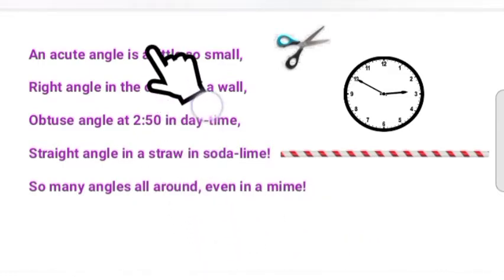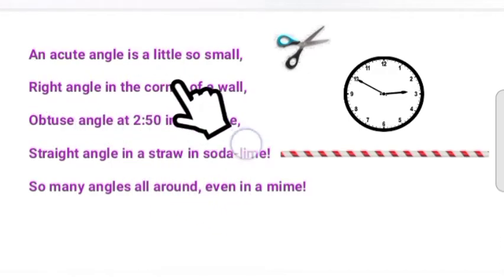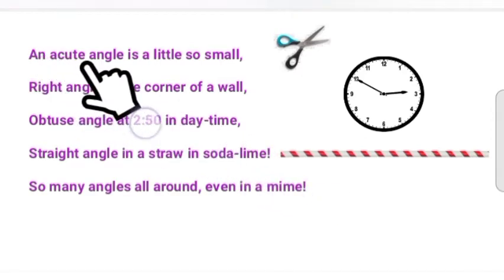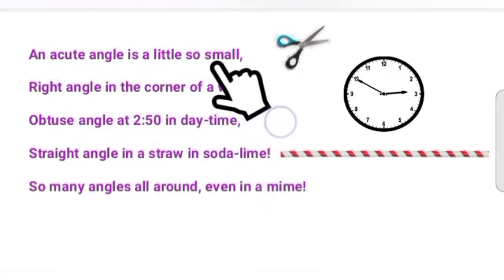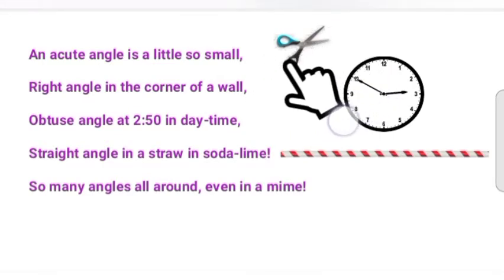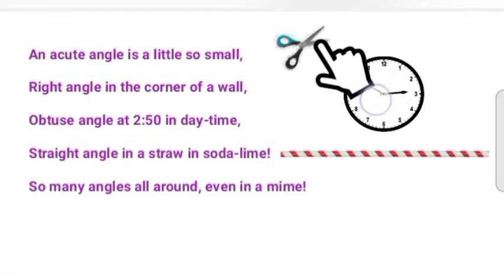Okay. This song is a small rhyme. From this, you can learn some angles. See, an acute angle is a little, so small. Before learning that, we can look at these objects. You can look at this scissor. It shows in this way. Its two hands create an angle. So this is an acute angle.